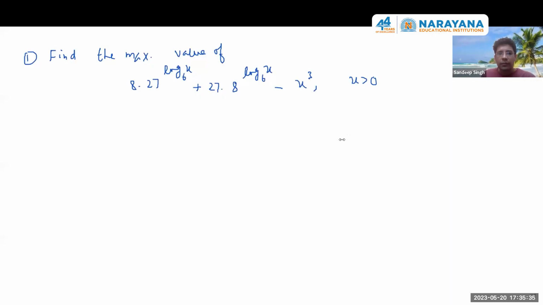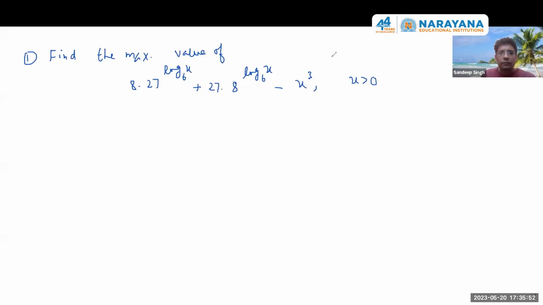So what is the first step? To begin with, what is the first step? Tell me. We can take 27 as 3 to the power 3 and 8 as 2 to the power 3. The first step would be to notice that 27 into 8 would be equal to 6 raised to the power 3.